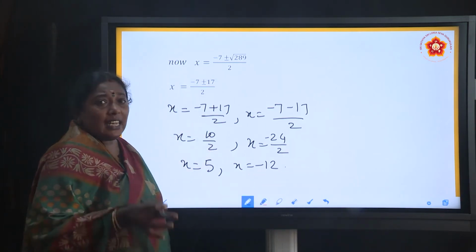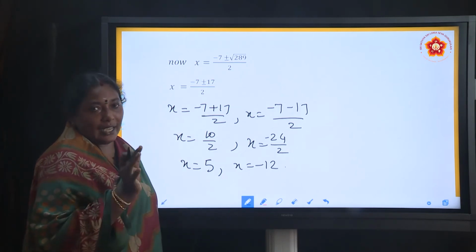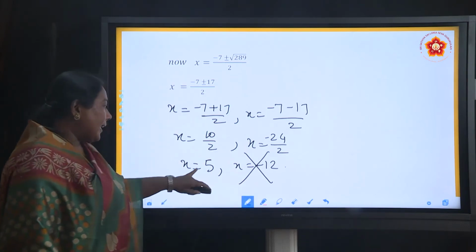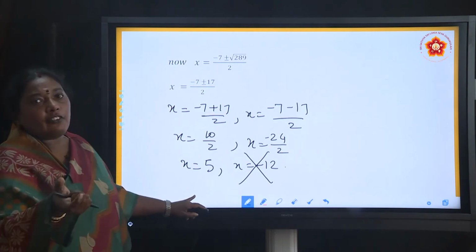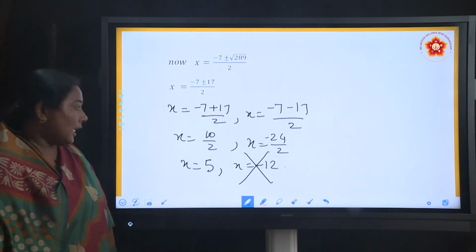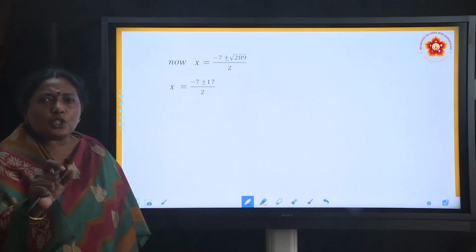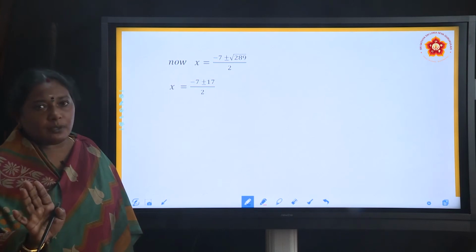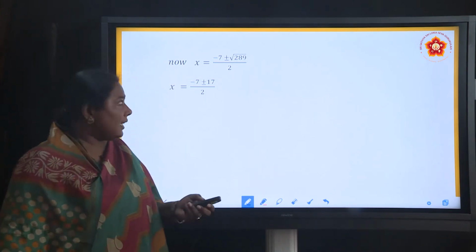Since it is a real-valued situation problem, we will never take the negative value as an answer. So this part gets cancelled. The x value is 5 and the other distance is 5 plus 7, 12. That's all. Here the calculations are very easy. The thing is you have to bring the word problem into an equation. If you are able to do that, it will be very easy to solve the sum.